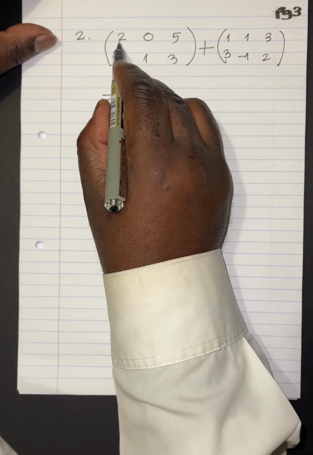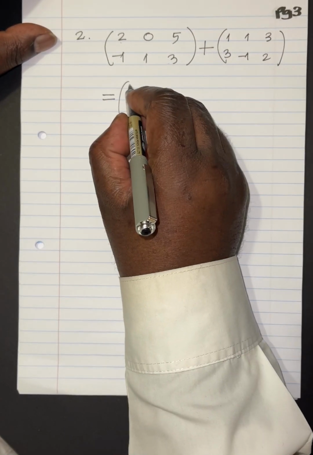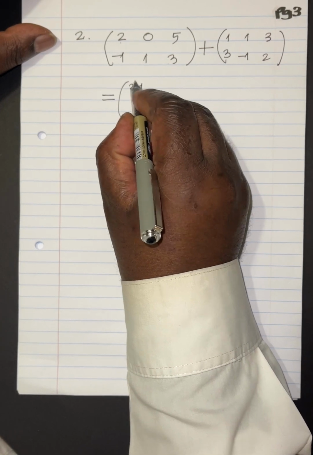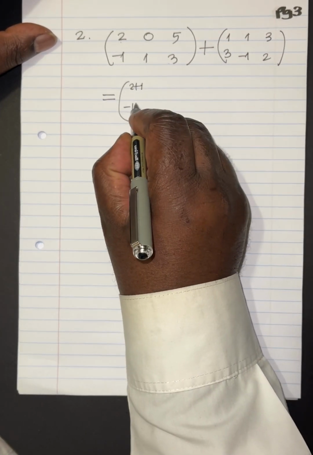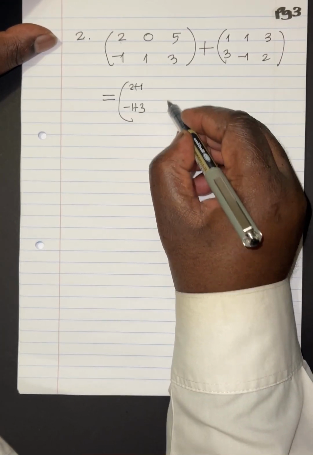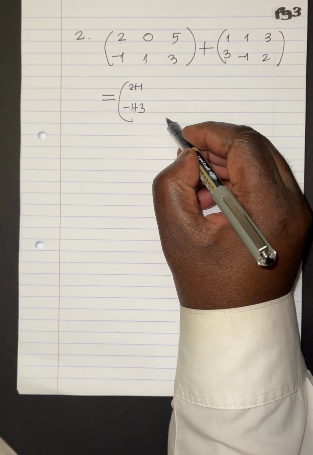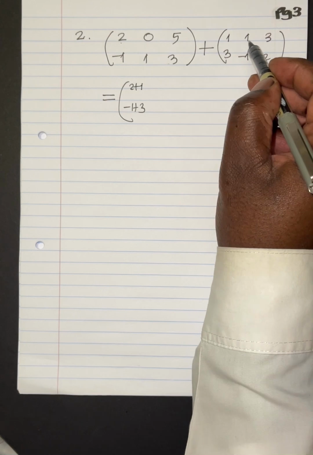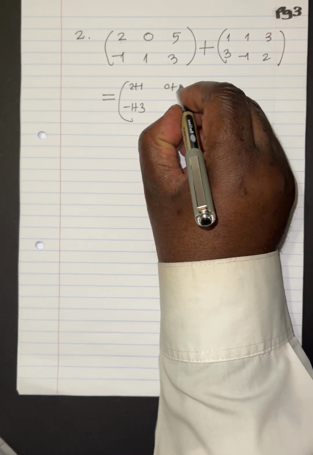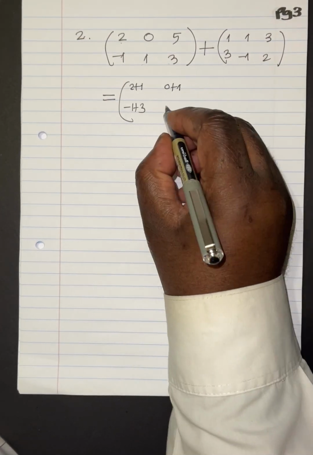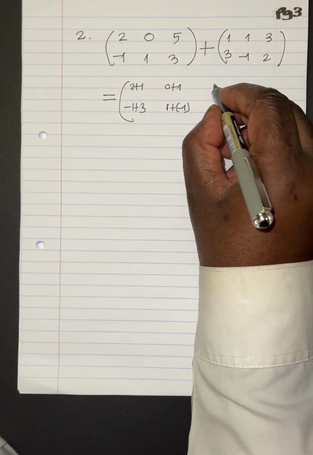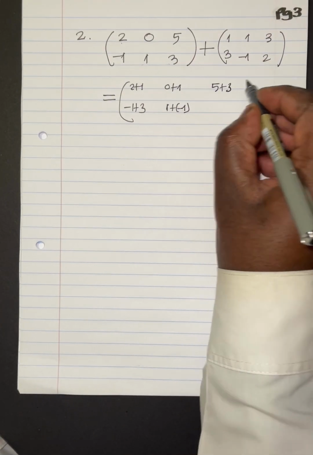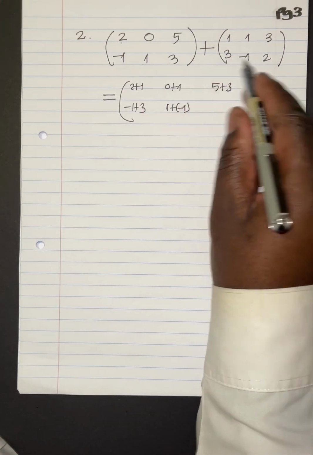So we're going to take first position, first position. So we're going to say 2 plus 1. And then down here, this minus 1 will be added to 3. So minus 1 plus 3. And then we're coming to the second column. We're going to say 0 plus 1, and then 1 plus minus 1. And then finally 5 plus 3, and then 2 plus 3 plus 2.